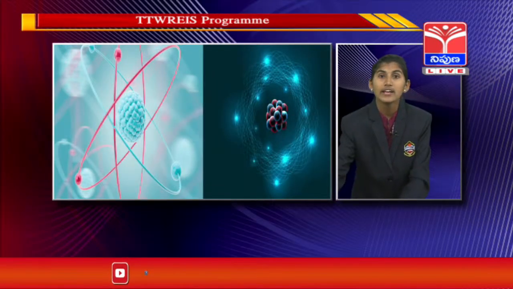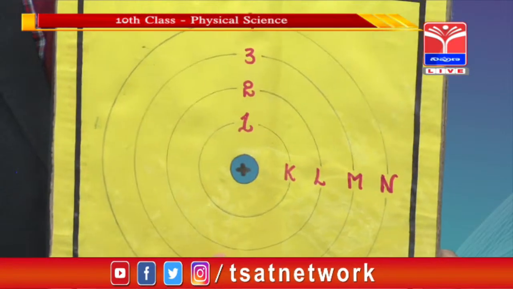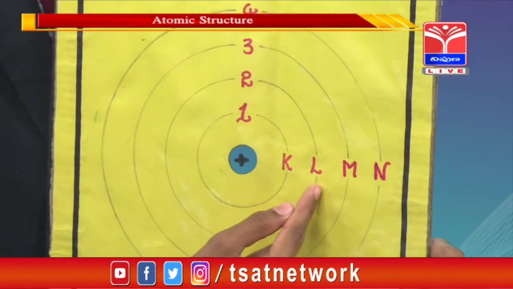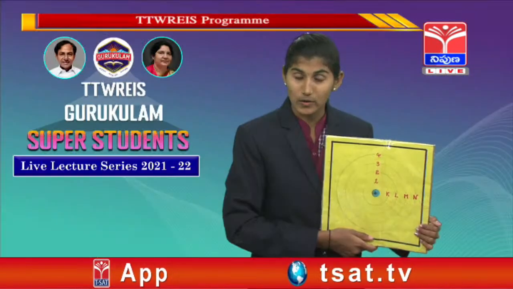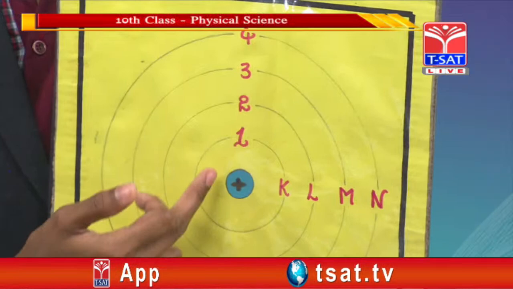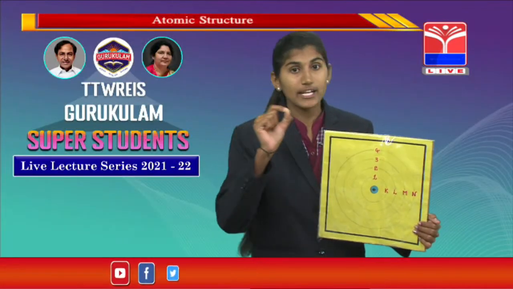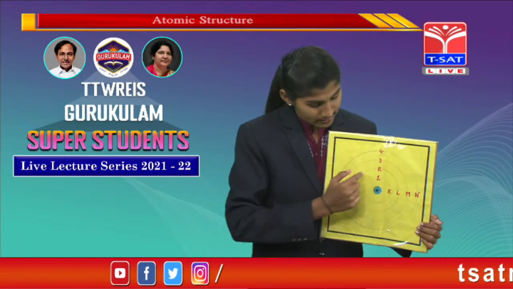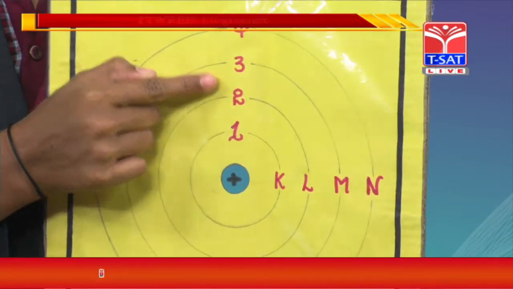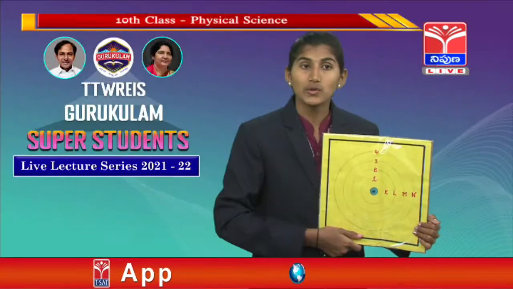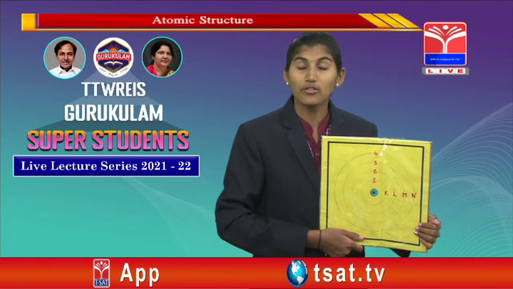In this he arranged the shells and gave the names to those shells: K, L, M, N. So the principal quantum number explains about the shells, the size of the shells and the energy of the shells. The size and the energy of these shells are 1, 2, 3 and 4. So these are the energies of the shells given by the principal quantum number.